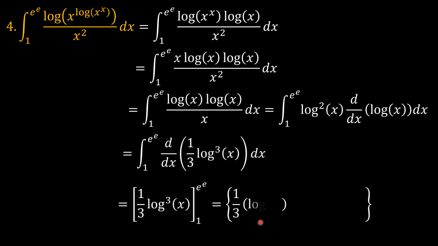Substituting in the limits, we have a third, the cube of log of e to the power e, minus a third log of 1. And so log of e to the e goes this side, log of e is 1, since we are looking at log to the base e. And so we have a third of e to the power 3, minus a log of 1 is 0, so minus 0. And this is the answer that they were looking for.